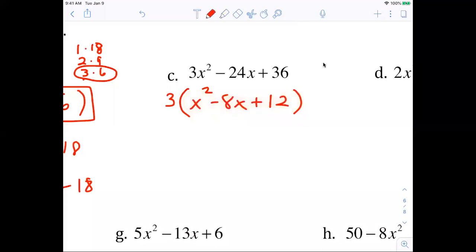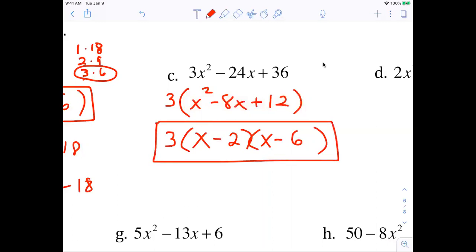So I have my 3 out front, and I'm going to try and factor that trinomial. I know my first 2 terms are x and x. I should have written that down first. My last 2 terms have to be factors of 12. It could be 2 and 6, 3 and 4, or 12 and 1, but I have to get 8 in the middle. So 2 and 6 would give me 8, and negative 8 if they are both negative.